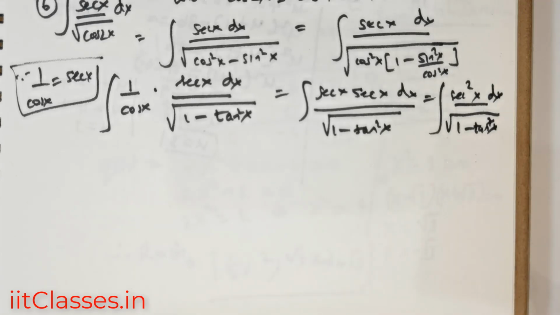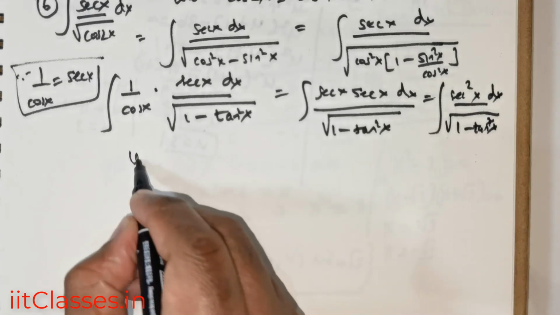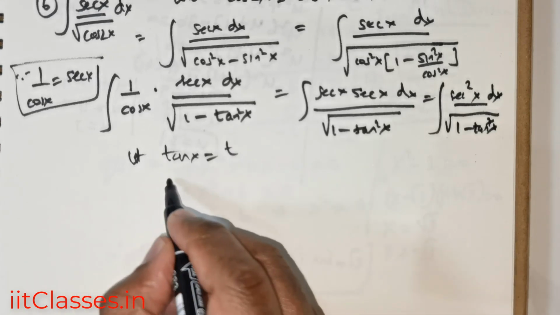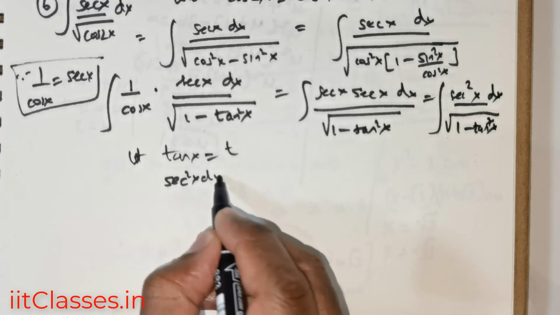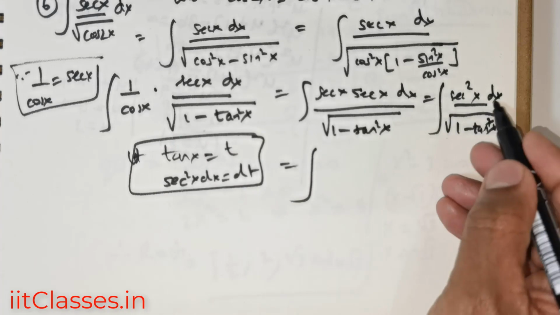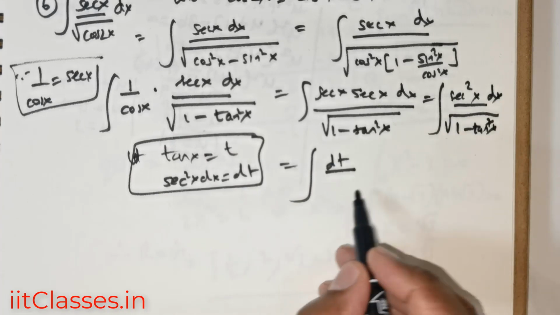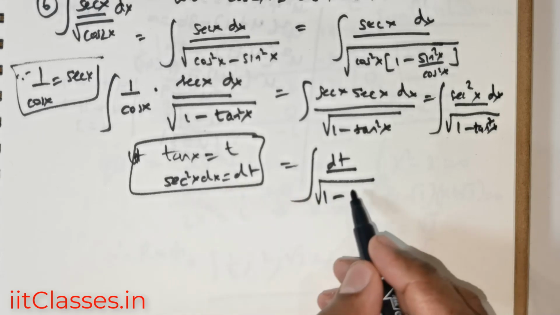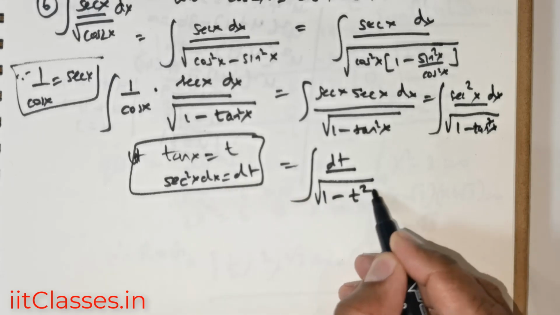Now I can substitute tan x to be equal to some t. So if I differentiate tan x, I get secant squared x dx is equal to dt. So this is going to be, in place of secant squared x dx, I'm going to substitute dt divided by root of 1 minus, in place of tan x you substitute t, that's going to be t squared.